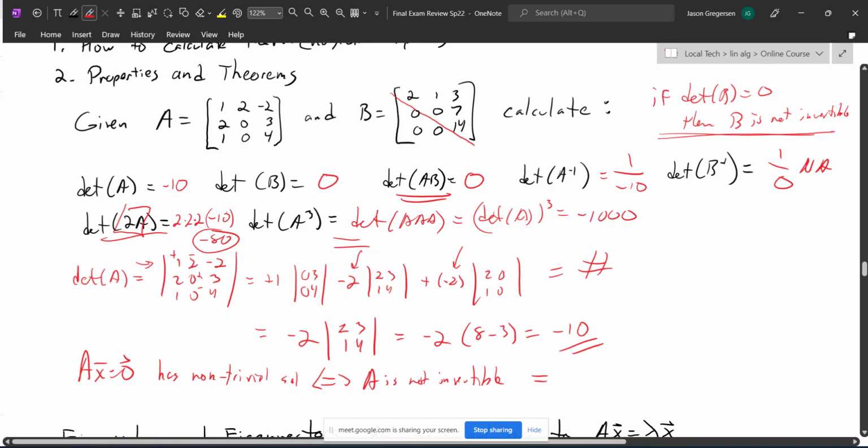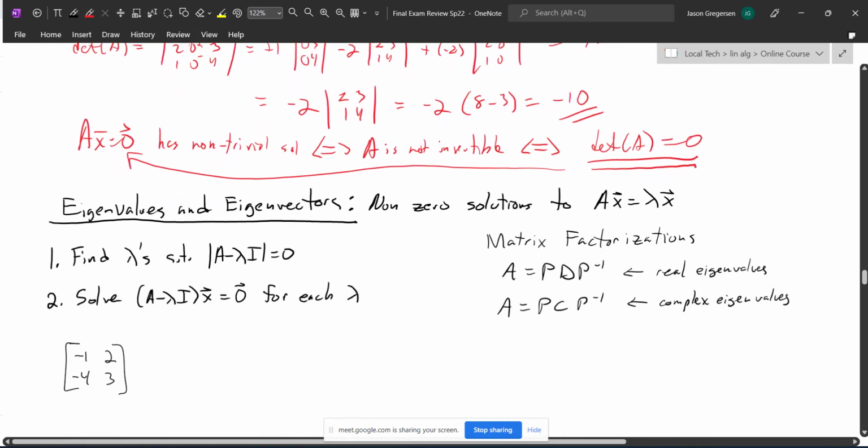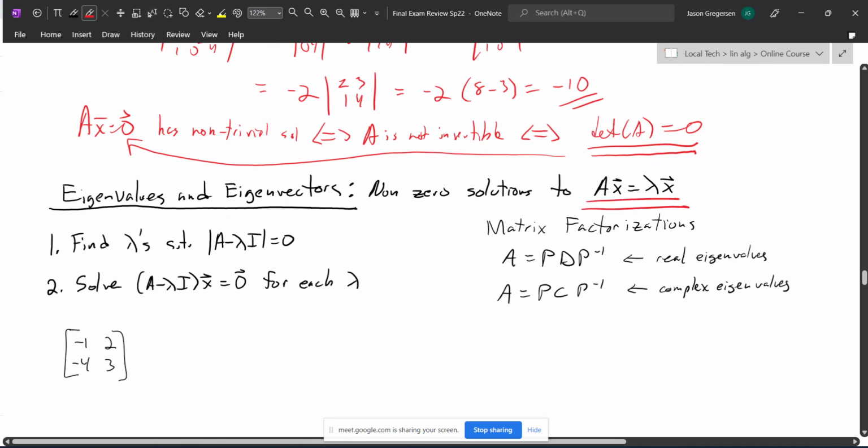But we just talked about how that's related to the determinant. If A is not invertible, that tells us the determinant of A must be equal to 0. So what that tells us is that if the determinant of A is equal to 0, then there will be non-zero solutions to AX equals 0. And that relationship is very important as we calculate eigenvalues and eigenvectors. Our goal was to solve this equation, AX equals lambda x. And when we manipulated this equation, we could write it as A minus lambda I times x equals 0, and we wanted to solve this.